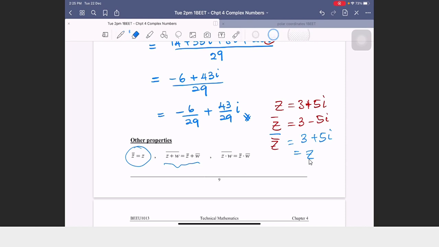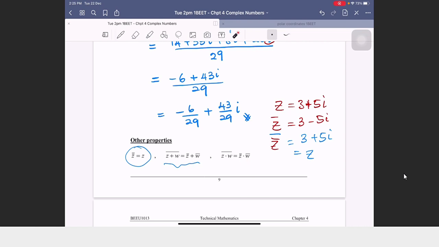So just now I was mentioning these properties. The conjugate of a sum is equal to the sum of the two conjugates. This is what it means. Similarly, the conjugate of a product is the same as the product of the two conjugates.